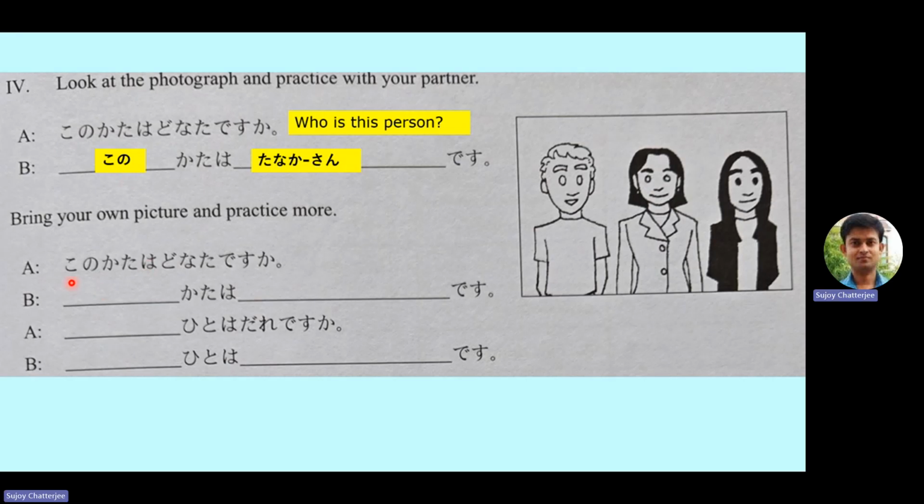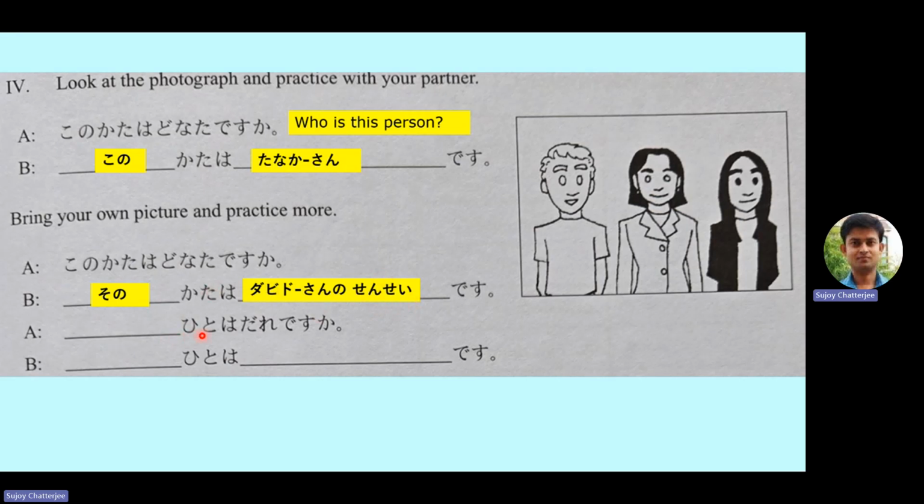So let's do some practice. Kono kata wa donata desu ka? Sono kata wa, what is written here? Can you read? Debiddo-san no sensei desu. Debiddo means David. This is David. Debiddo. It's how we write in katakana. Debiddo-san no sensei desu. Sono kata wa Debiddo-san no sensei desu. Since it is sensei, so kata.